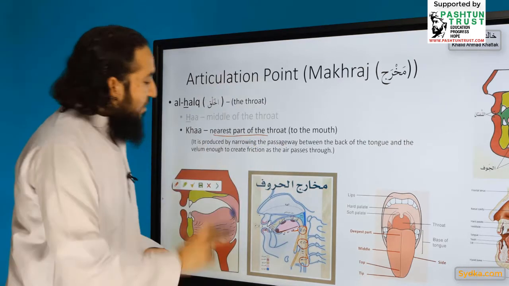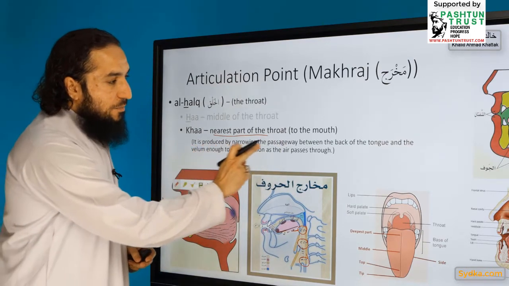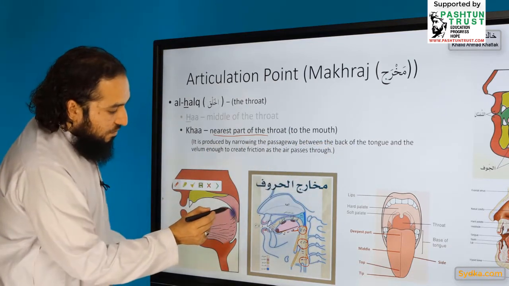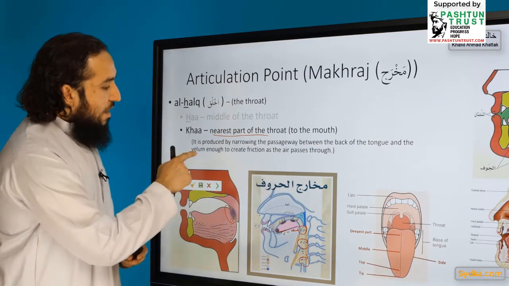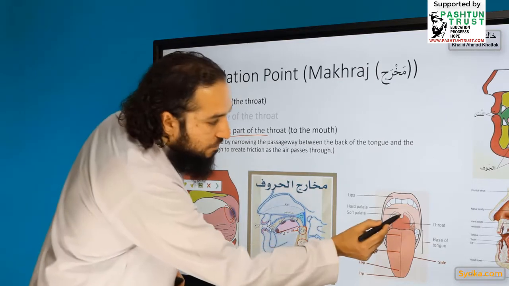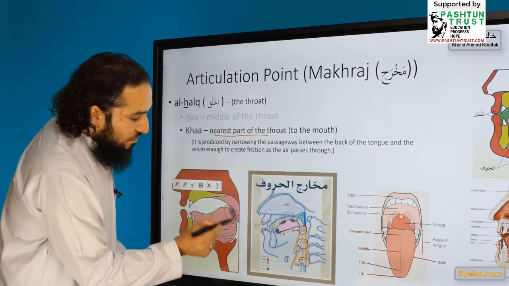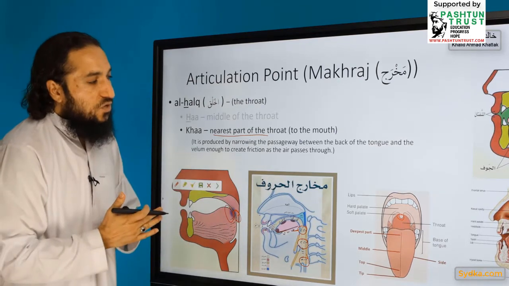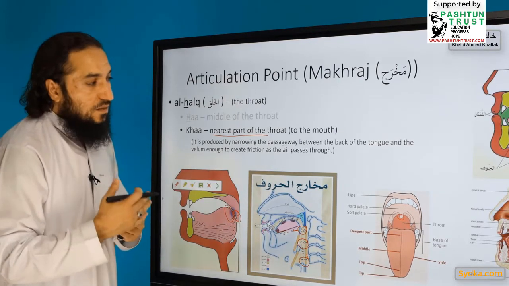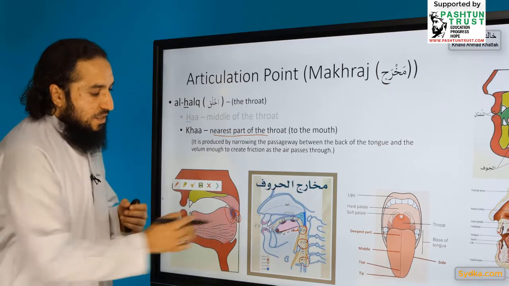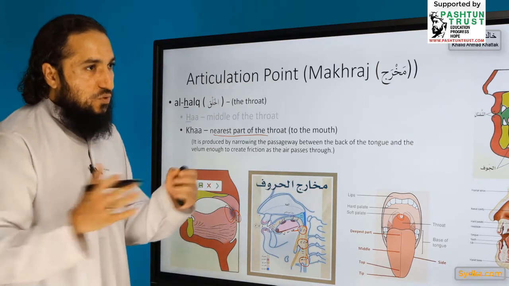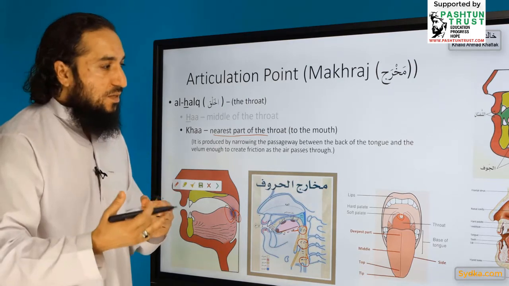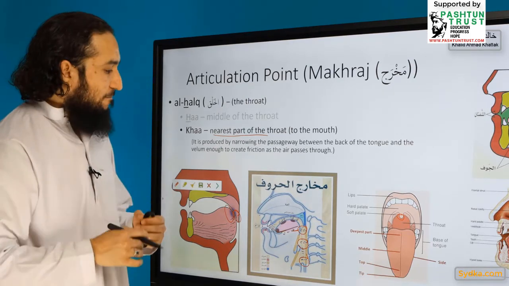And how it is pronounced: it is produced by narrowing the passageway between the back of the tongue and the velum. This is called the velum. You can see this one. The velum, to create friction as the air passes through. So they come near to each other, and when the air passes through, it creates the sound. Okay.